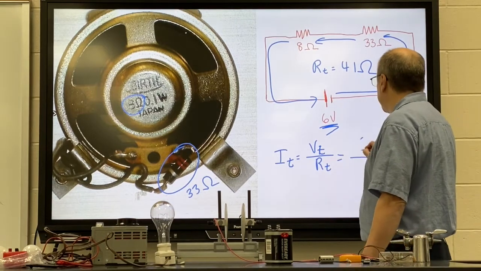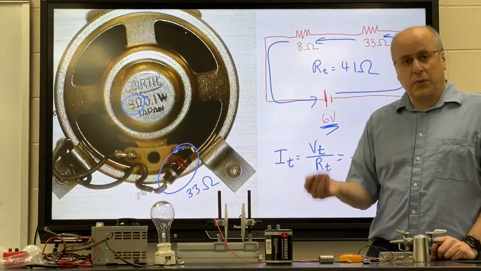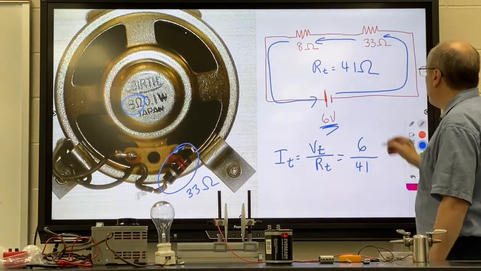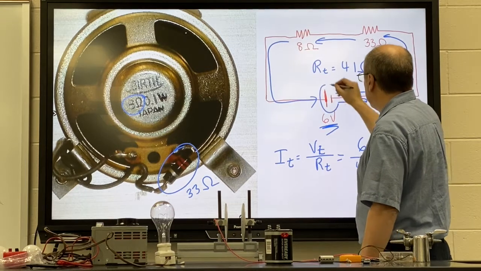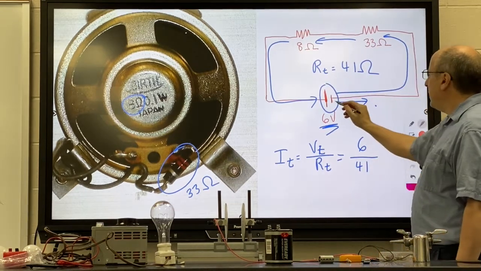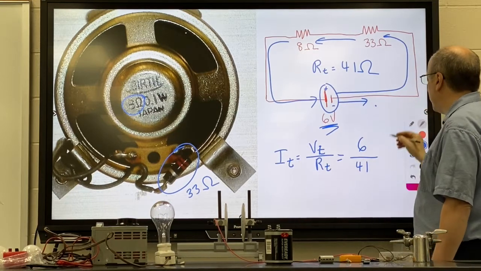The voltage is 6, the resistance is 41. So go ahead and work that out. That will give you the current that is coming out of the battery. And again, this is the symbol we use for a battery. Negative end is the small, positive end is the longer one.